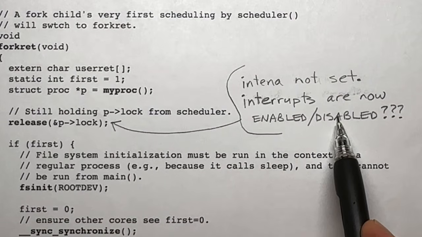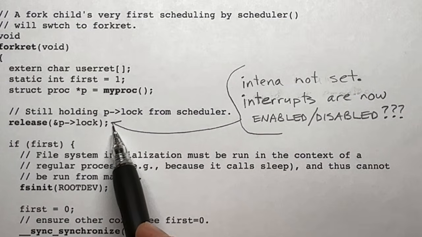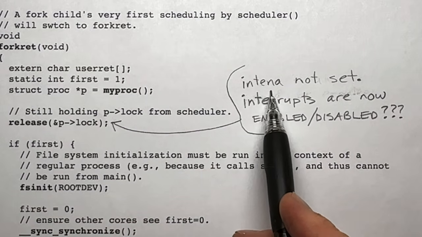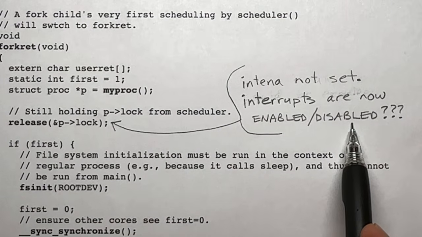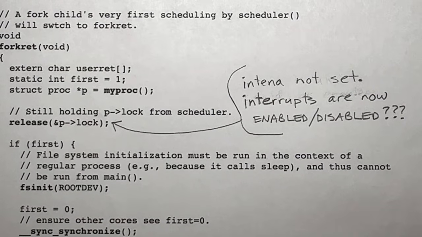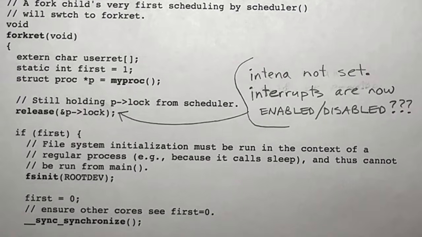So when we call release, that will call pop_off, which will decrement noff from 1 to 0, and restore interrupts to what they were before? Well, pop_off will consult int ena and will either enable interrupts or leave them disabled as determined by int ena. But since we haven't bothered to set int ena, this could do either. So from here on, interrupts may or may not be enabled. So just keep that in mind.